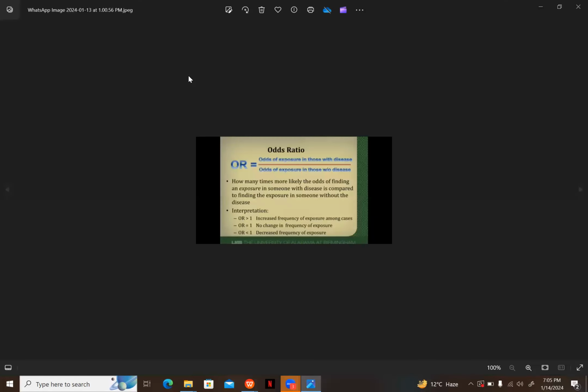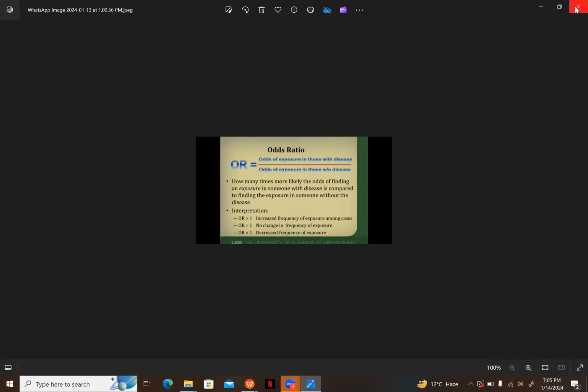Another slide. Okay, if the odds ratio is 1, it means there is no change in the frequency of exposure. It means there is no association between the intervention and the outcome. If it is more than 1, it means increased frequency. If it is less than 1, it means decreased frequency.